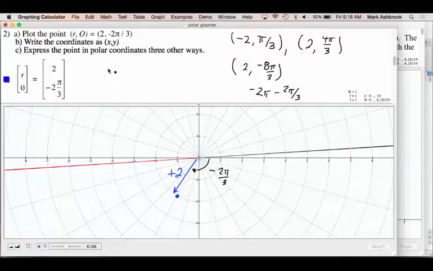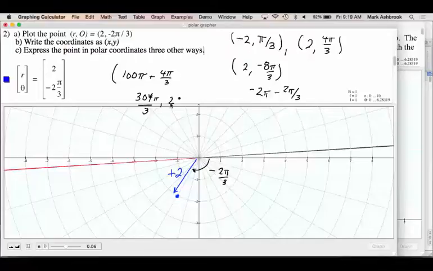Okay? So similarly, we could do 100 pi plus 4 pi over 3. What is that? 304 pi over 3, and then 2. Is that right? Radius first? Right. So let's see. I'm thinking angle first, because that's the way you should think about it. So I wrote it wrong. 304 pi over 3 means go around the circle 50 times, 2 pi 50 times, and then go another 4 pi over 3, and then go 2. So you get the idea that there's an infinite number of ways to express any point in polar coordinates.